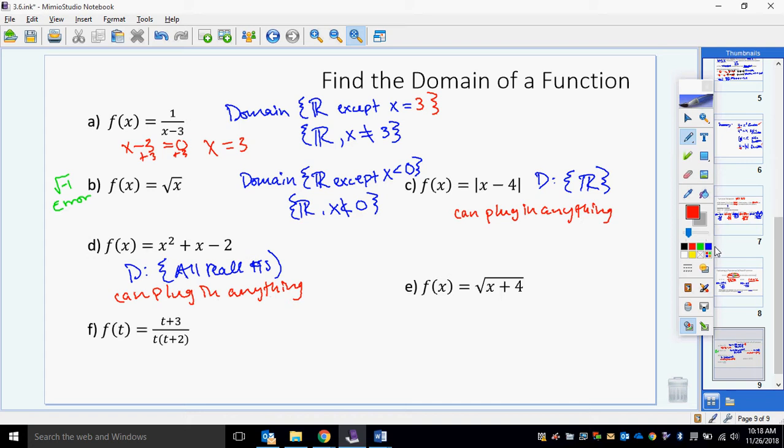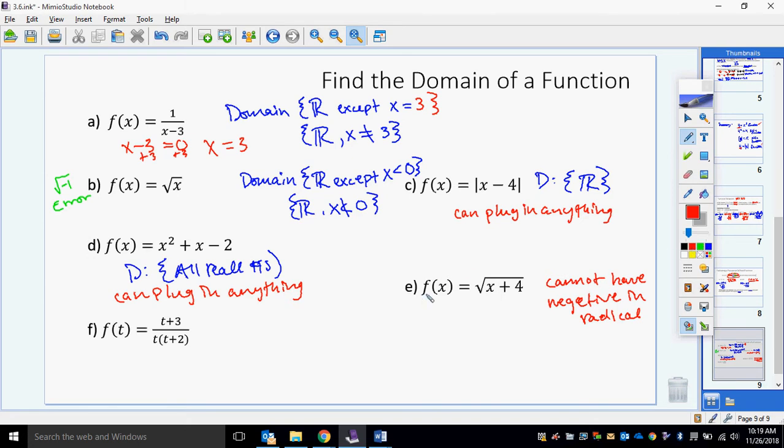Okay, part F, A, B, C, D, E. Actually, let's jump to E. E comes before F. Not good with alphabet, just good with numbers. F of x equals the square root of x plus 4. So again, I see a square root, and what can we not have under our radical? Well, we cannot have a negative in our radical, in our square root. Okay, so we can't have any numbers under here that are less than 0.